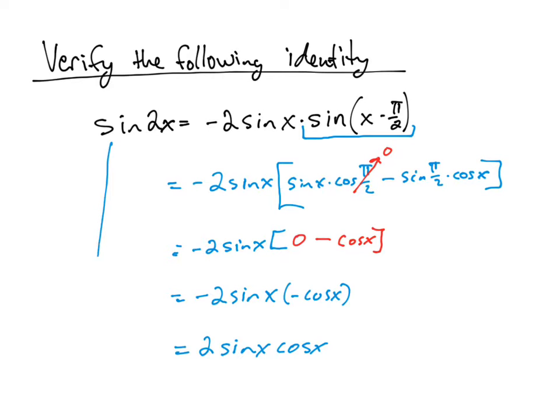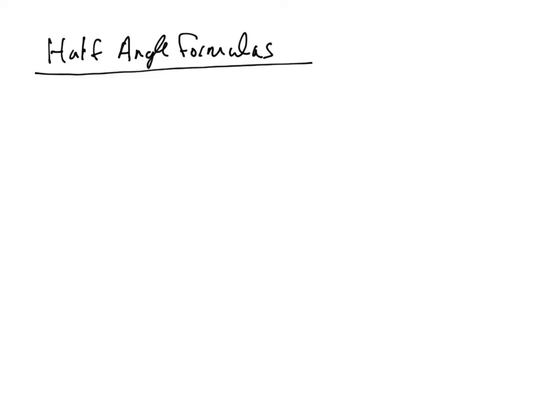So if we just bring this down and rewrite that as the double angle formula for sine, we have the left side equal to the right side. We've already talked about the double angle formulas. Now let's address the half angle formulas.